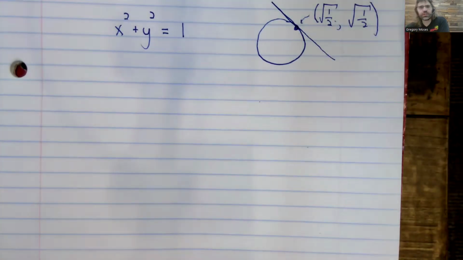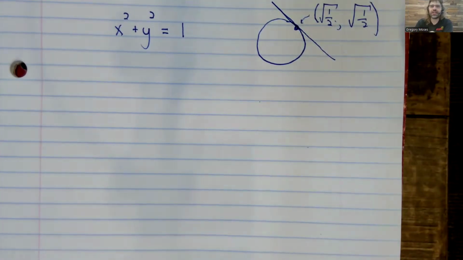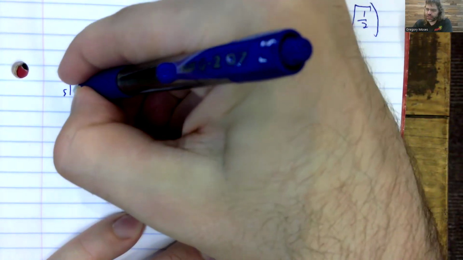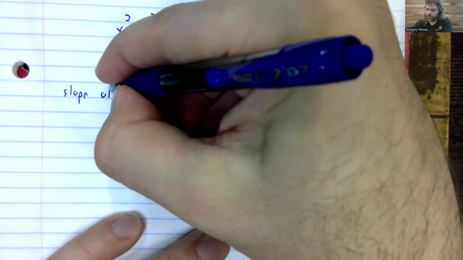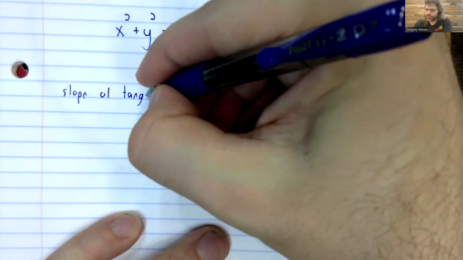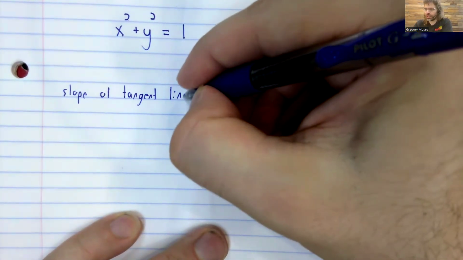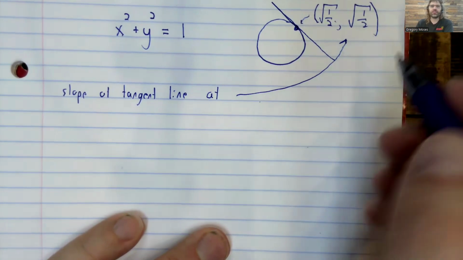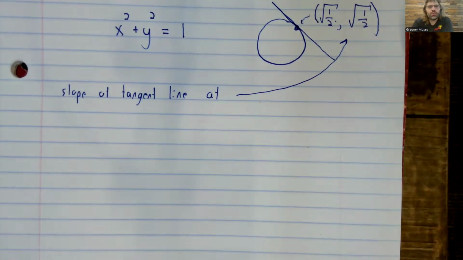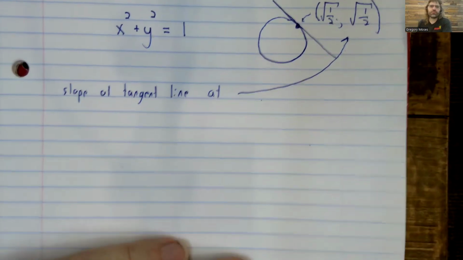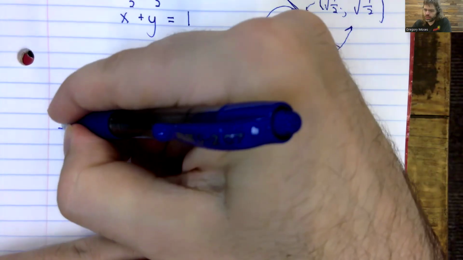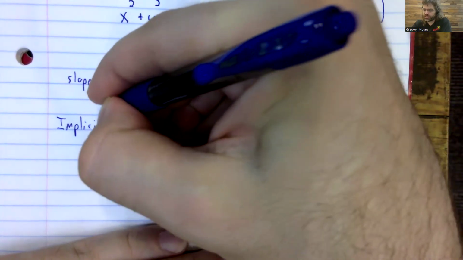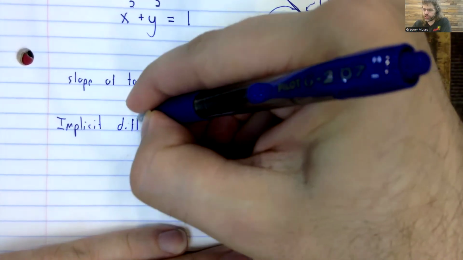And we can certainly draw a tangent line at that point. And let's ask for the slope of the tangent line at this point. So again, this isn't a function. We can't just dive in with the derivative. We instead use a trick called implicit differentiation.